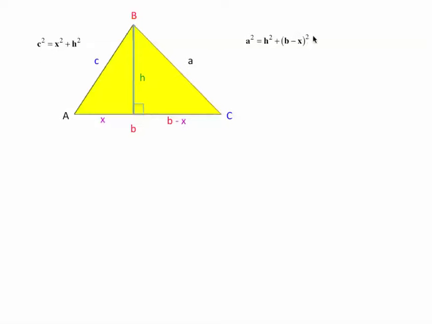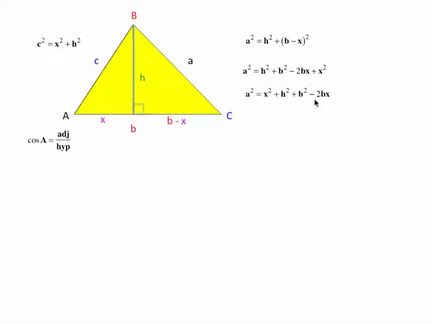I have a binomial, I'm going to square it. So that's going to give me b squared minus 2bx plus x squared. Then, I notice that I have x squared plus h squared here. If I have an x squared and an h squared, I'm just going to write them together, x squared plus h squared. I'm going to replace that with c squared.